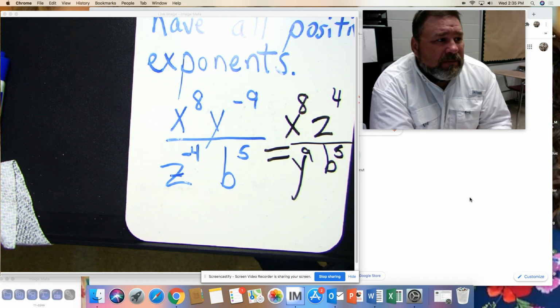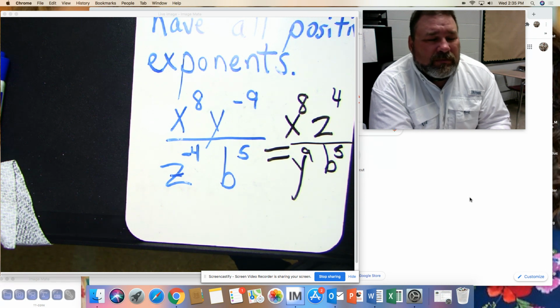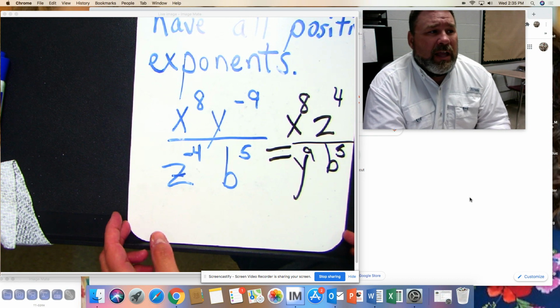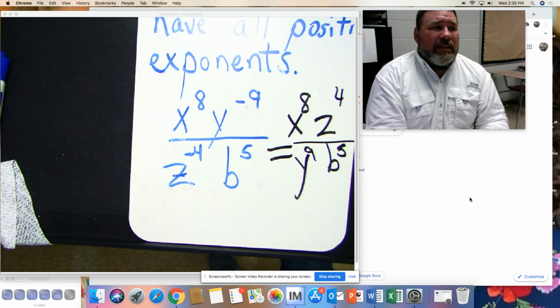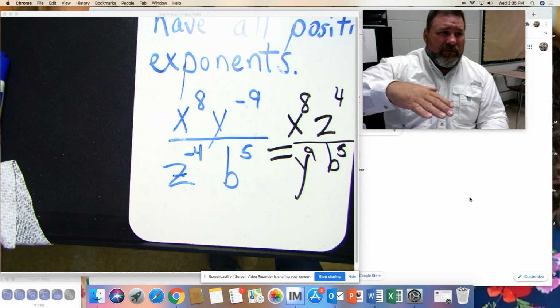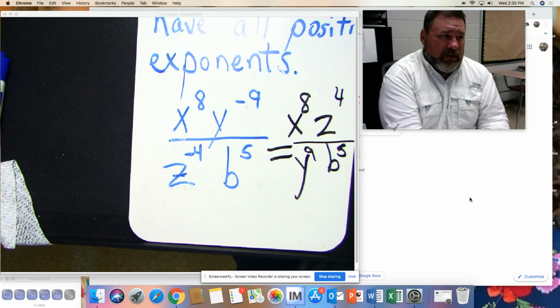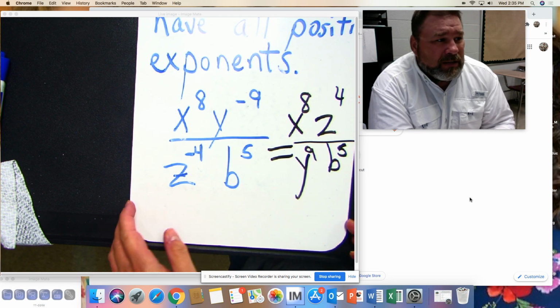So that concludes the lesson over dividing like bases. As a recap, if you divide like bases, you subtract top minus bottom. Sometimes you get negative exponents. And if that's the case, you have to change them around. You want to make them positive, and the way to make them positive is to take them downstairs if they're upstairs or upstairs if they're downstairs. We move them to make them positive.